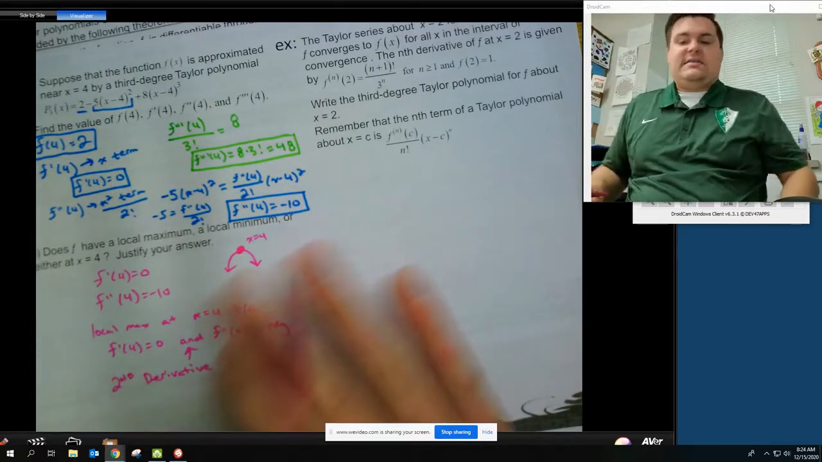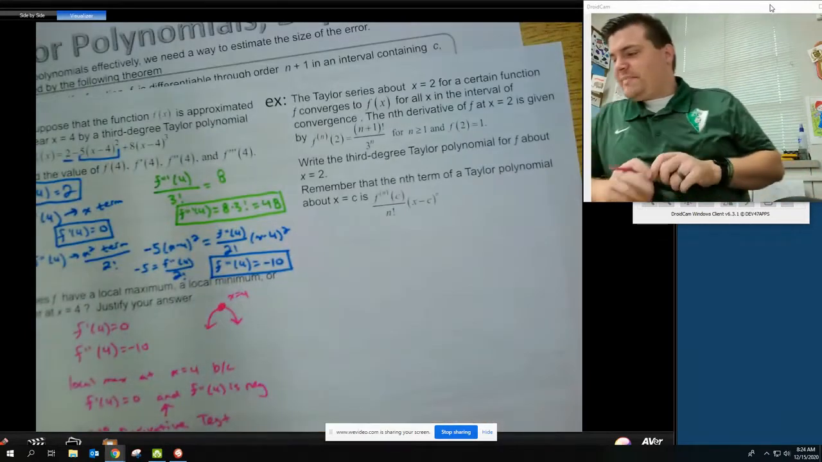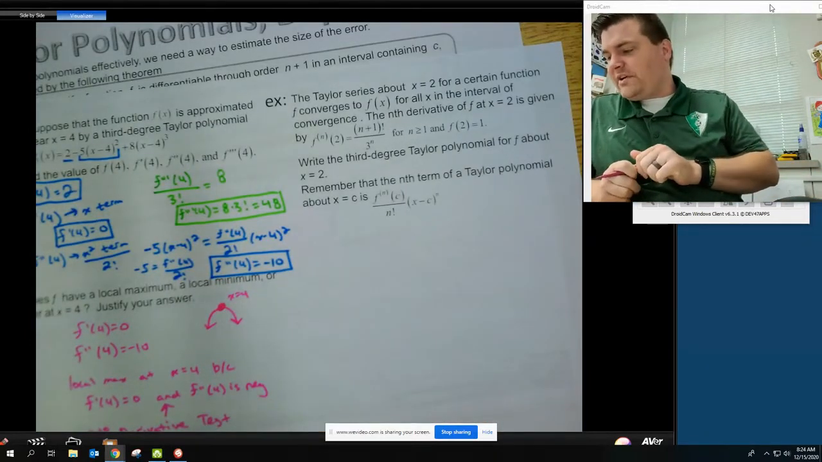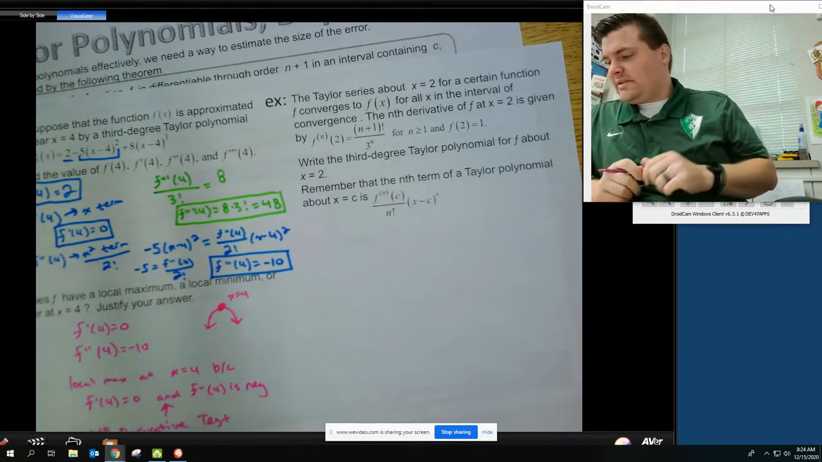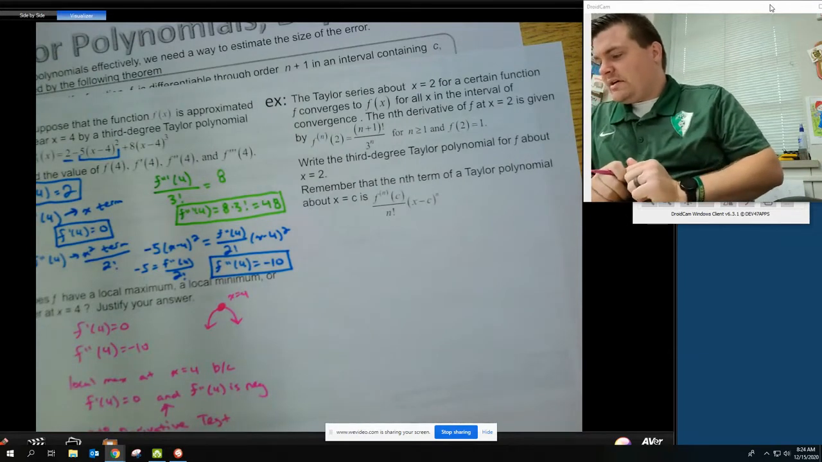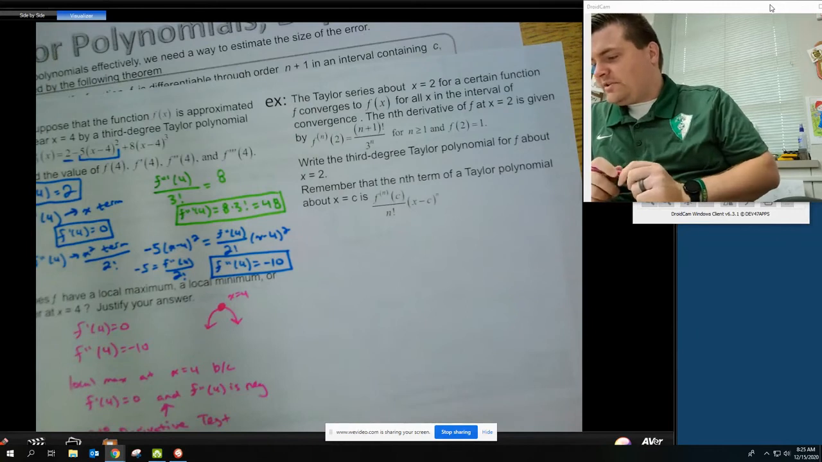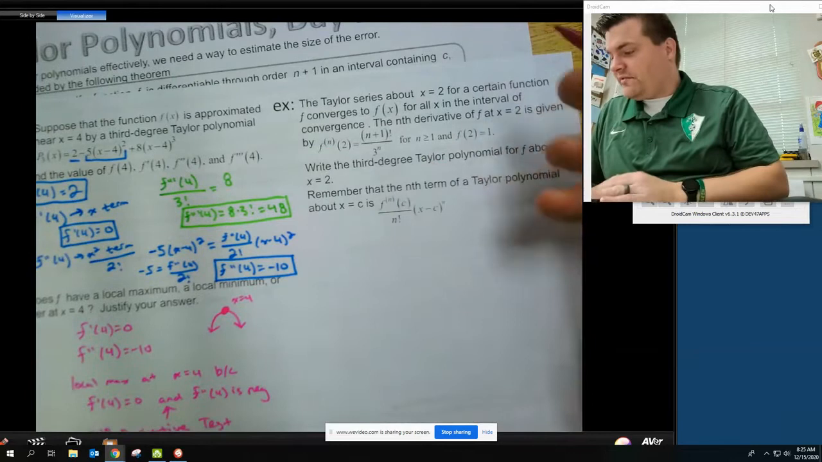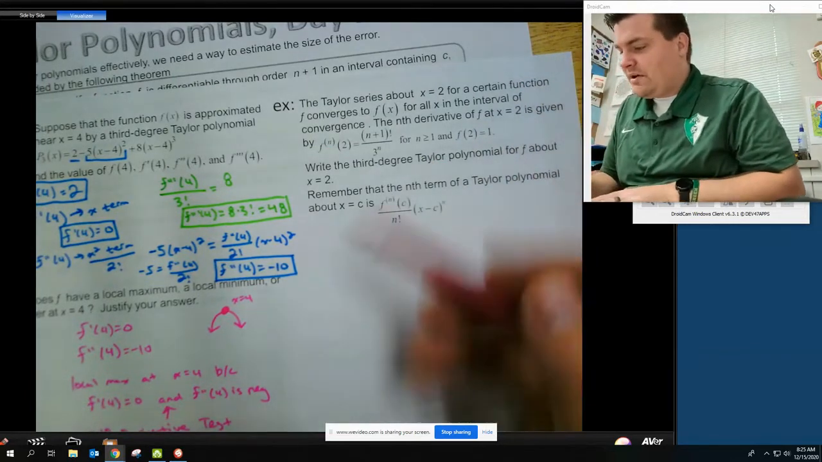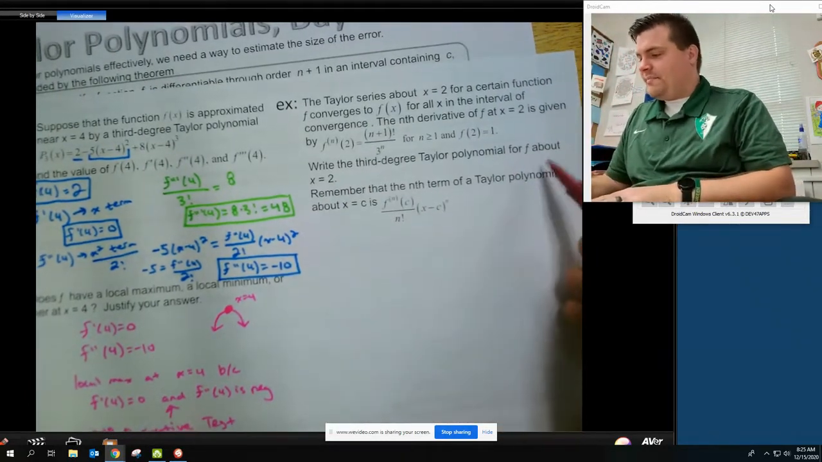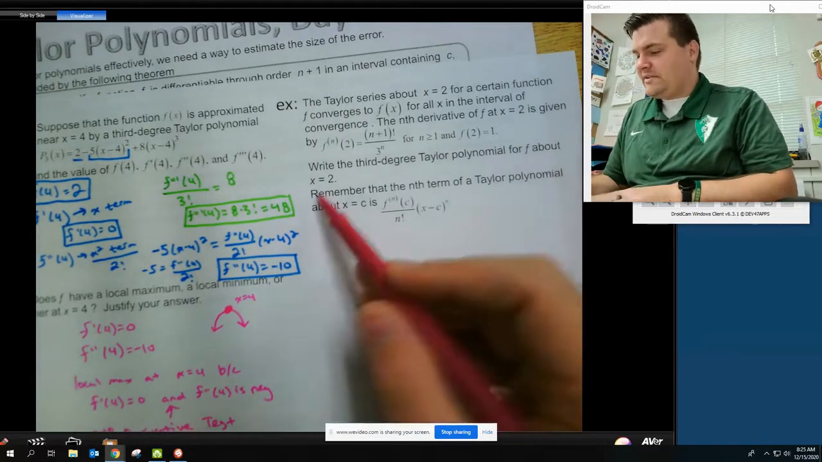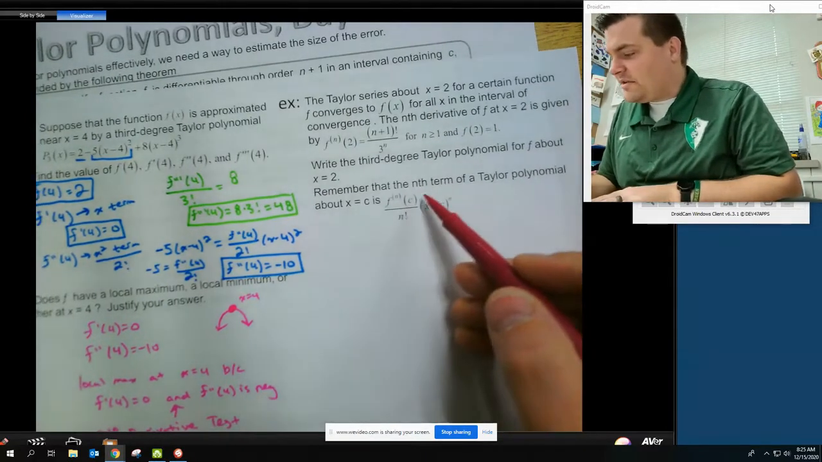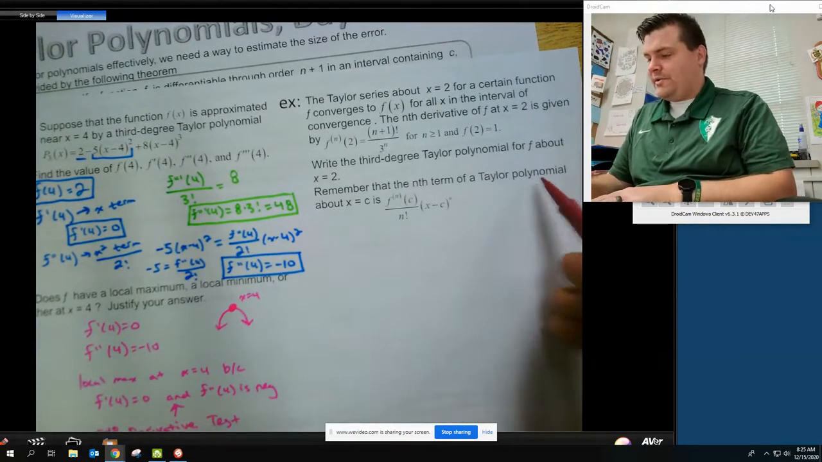All right, last example here. The Taylor series about x equals 2 for a certain function converges to f of x for all x in the interval of convergence. The nth derivative of f at x equals 2 is given by, so it's just telling us what the nth derivative looks like. Write a third degree polynomial for f about x equals 2. And remember that the nth term of the polynomial is this right here.